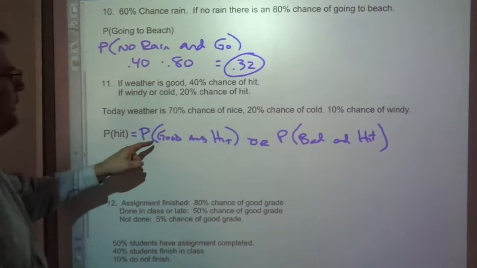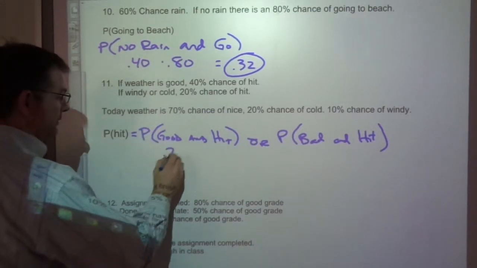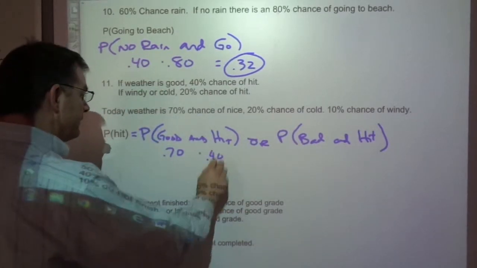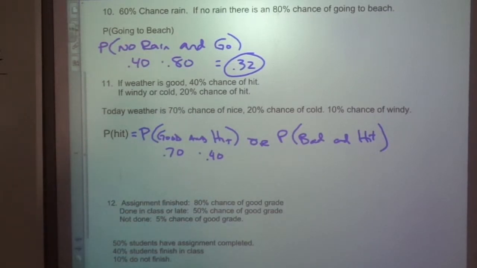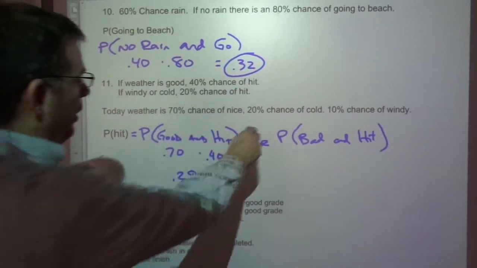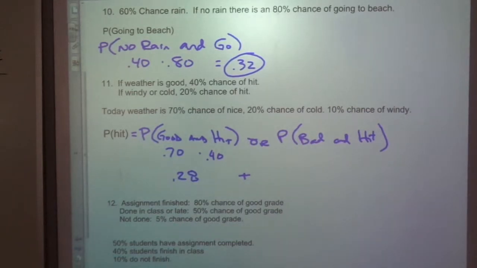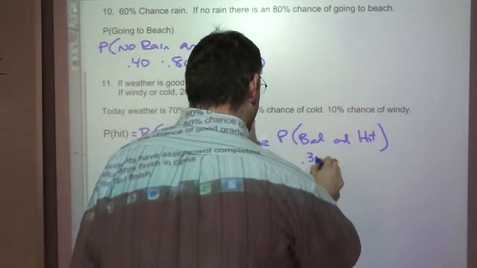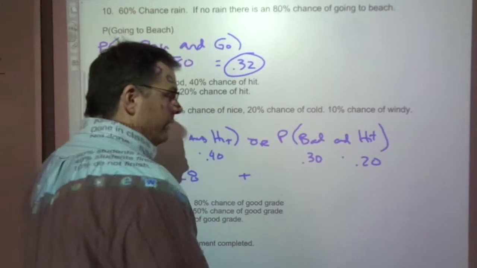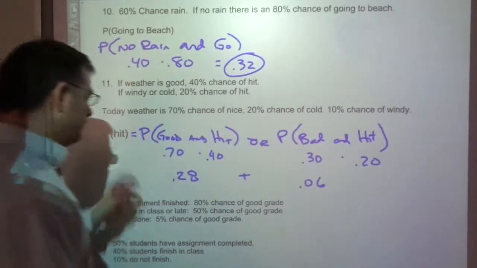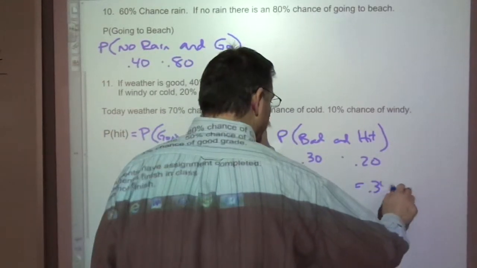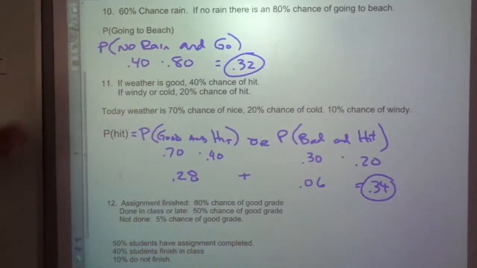So the probability of being good weather is 70%. And if it's good weather, his chance of getting a hit is 40%. So the probability of being good weather and getting a hit is multiplying these, that's 28%. Or, and or means plus, it could be bad weather, and today it looks like it's 30% chance bad weather. And if it's bad weather, he has a 20% chance of getting a hit. We multiply 0.3 and 0.2, that's 0.06. So if we add these two together, his chance of getting a hit today is 0.34, 34% chance of getting a hit. That's pretty good, a .340 batting average.